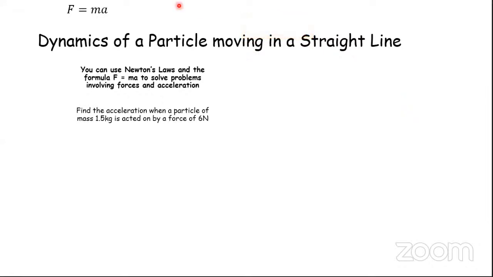Then we have another one. Find the acceleration when a particle of mass 1.5 kilograms is acted upon by a force of 6 newtons. So here we are given mass and the force, and we are asked to find acceleration. So what are we going to do? By a show of hands.